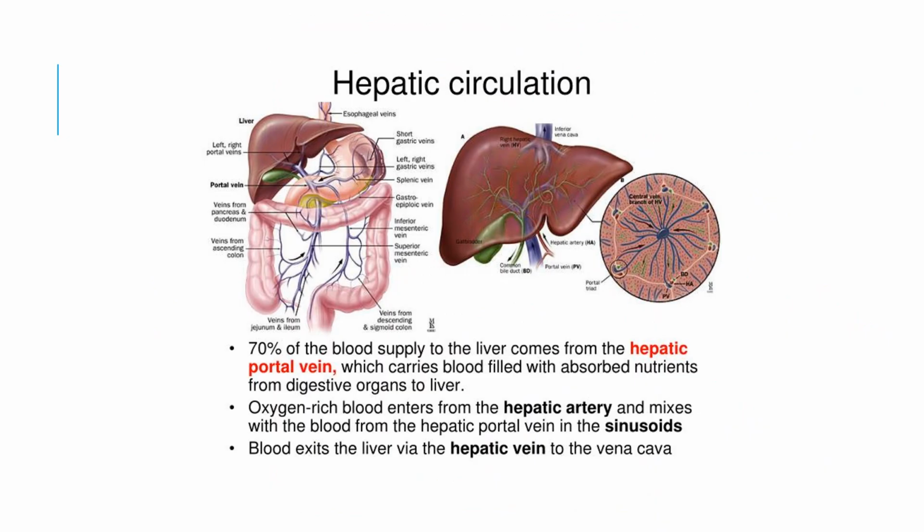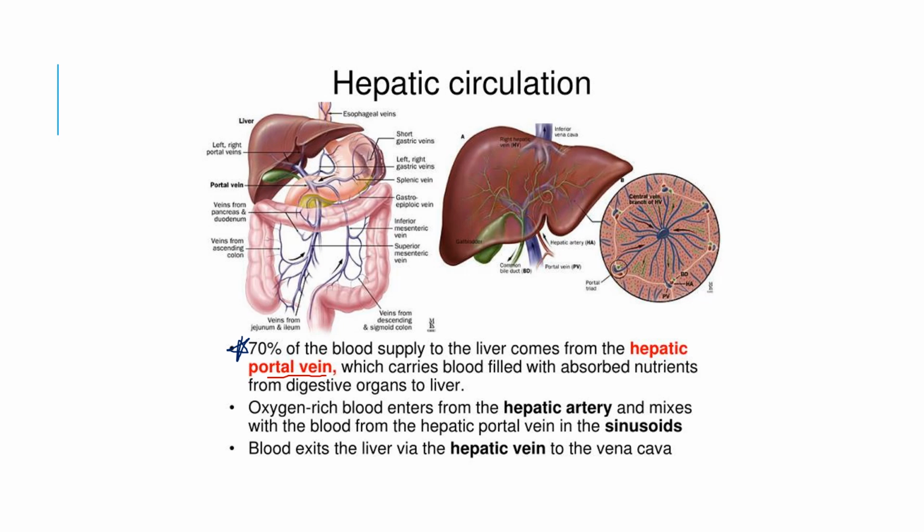Now, hepatic circulation. There has been one question which asked which artery or which vessel gives the most important blood supply to the liver. So it is the portal vein. The hepatic portal vein is the most important vessel of the liver. 70% comes from the hepatic portal vein, which carries blood filled with absorbed nutrients from the digestive organs to the liver, where there is detoxification. Then it goes to the IVC before it reaches the heart.